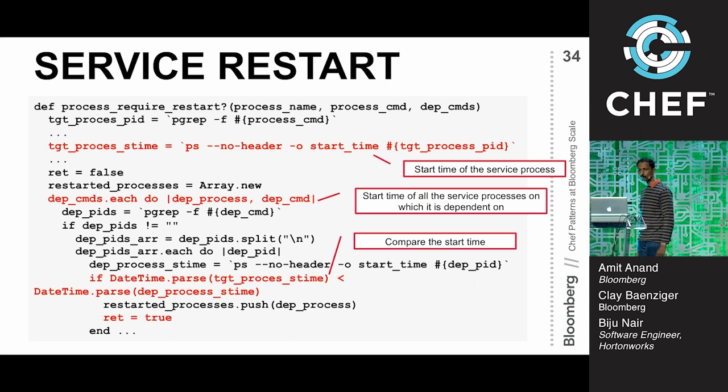And one thing I want to show here is we loop through all the dependent processes, even though we can return true if one of the processes has been restarted after the JMX trans, because we can identify which all the processes got restarted in our logging. So this is how we manage the restart of a service which is multi-process dependent.